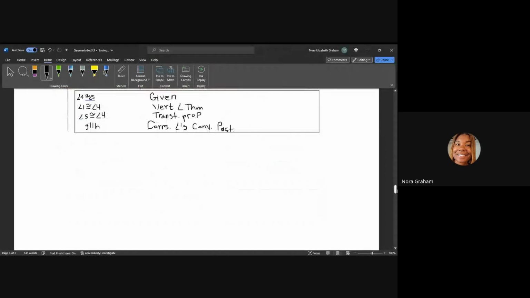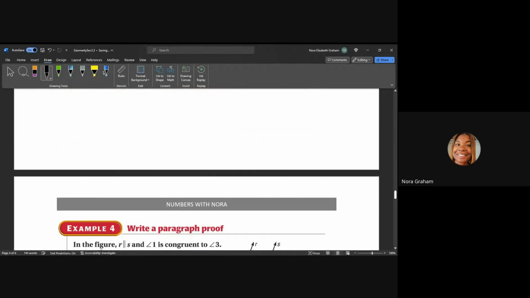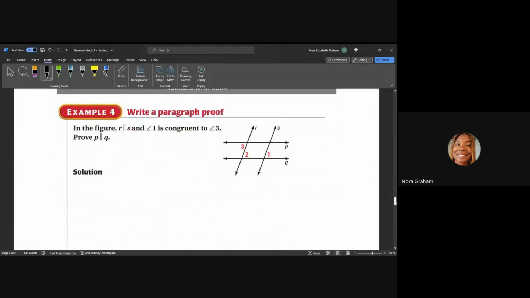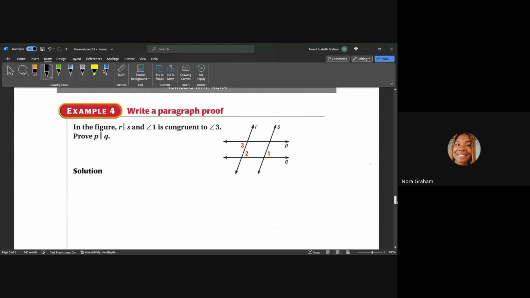And we're going to do another proof because I want you to get comfortable with proofs, because we're going to start doing more and more proofs throughout geometry. So this one, again, we're going to do a two-column proof. For example 4, it says write a paragraph proof. In the figure, R is parallel to S and angle 1 is congruent to angle 3. They give us that. They want us to prove that P and Q are parallel. So they want us to show that these two are parallel, but right now I only know that it's given that R and S are parallel.